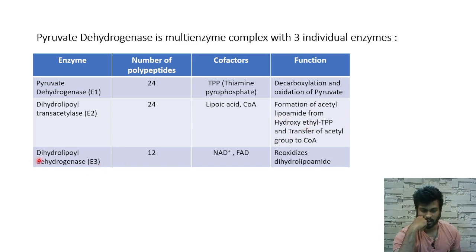E3 enzyme is known as dihydrolipoyl dehydrogenase. Number of polypeptides present are 12. Cofactors are NAD+ and FAD. Function is reoxidation of dihydrolipoamide. Now we will understand the mechanism of pyruvate dehydrogenase complex in detail in the next slide.